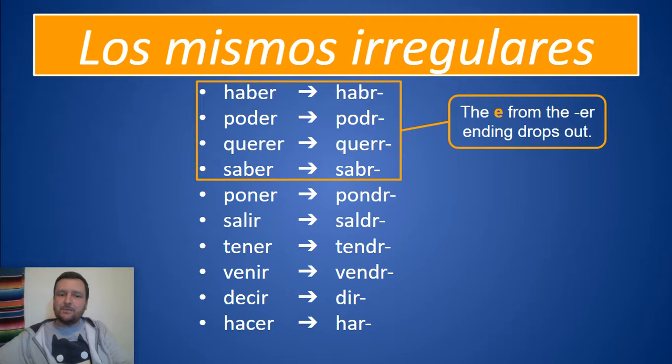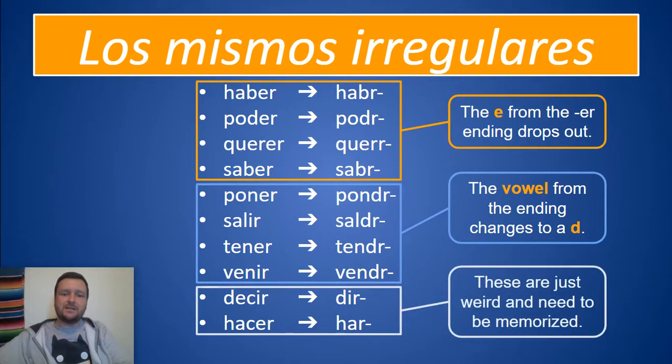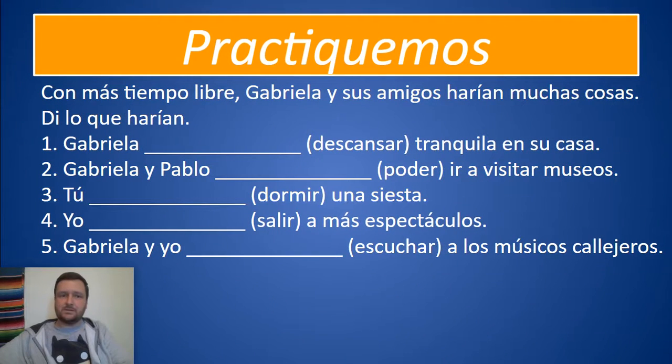The second 4, the E or I, because there's ERs and IRs, changes to a D. So we have pondría, saldría, tendría, vendría. And then the last 2, decir and hacer, these are just oddball ones and need to be memorized. But these are the same irregulars that we had been using with the future. So most of us have a lot of these down, if not all of them. So let's see what this looks like.